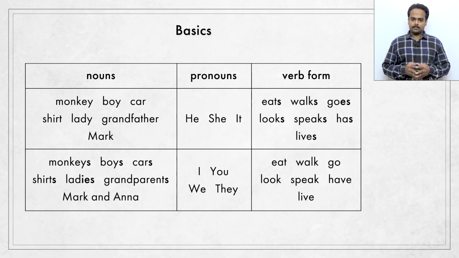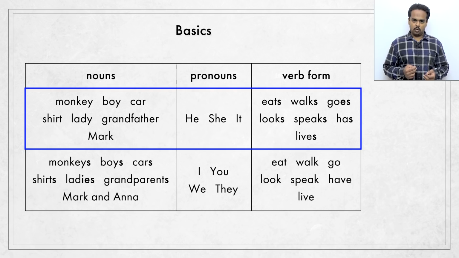If you want to learn the basic rules of subject-verb agreement, watch lesson number 1 in this series, which is an introduction to this topic. You will find a link in the description. But to quickly recap the basics, here's a chart from the previous lesson. With singular nouns such as monkey, boy, car, and so on, and with the pronouns he, she, and it, we add s to the verb in the present tense. Monkey eats, boy walks, he goes, she speaks, etc.